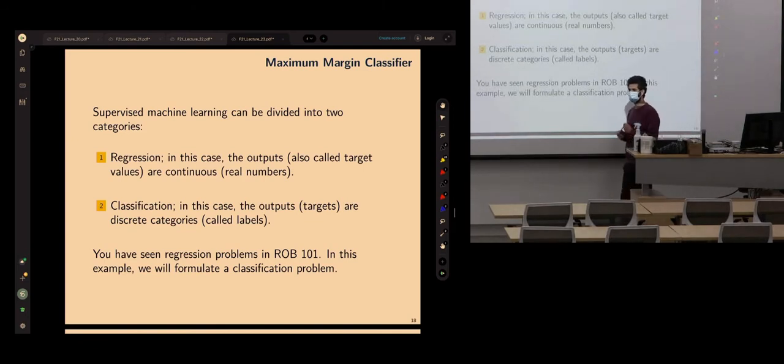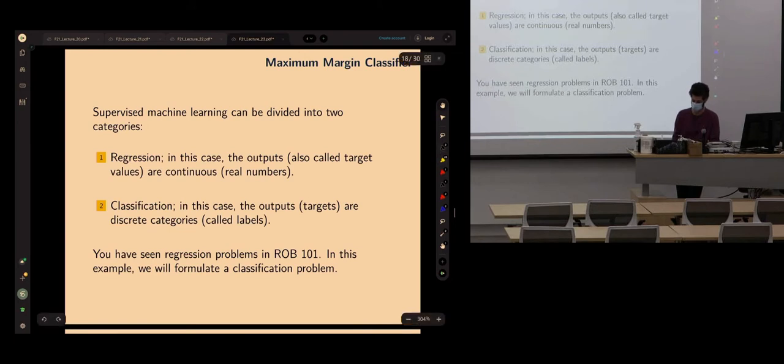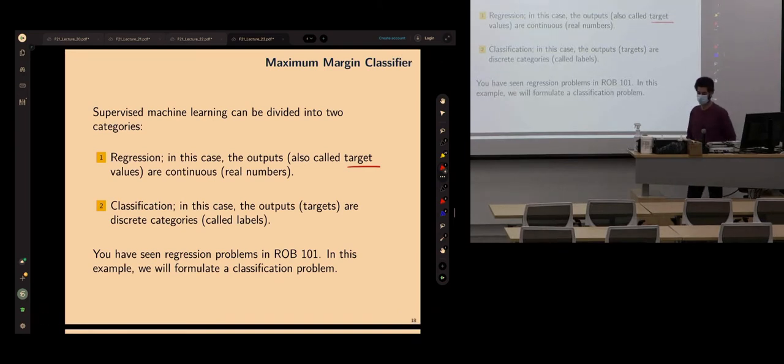Anything that is related to finding a function that maps some inputs to outputs. That's the topic of regression, including the least squares regression that we discussed. In this case, the output values that are generally, in all cases, called target values or targets, these are real numbers. These are continuous. This is the topic of regression.